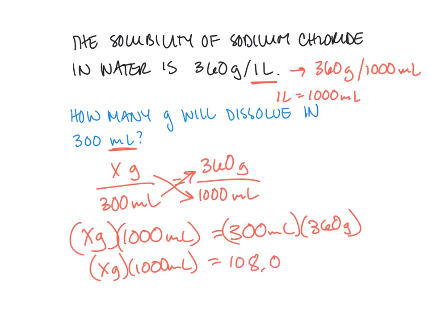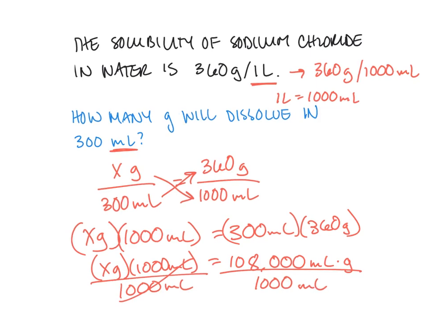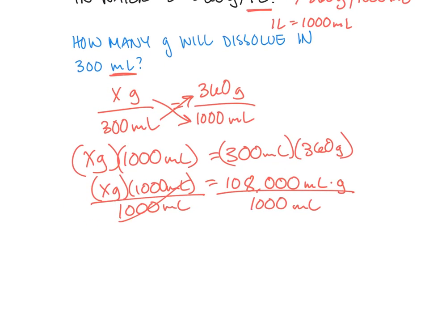And I get 108,000 milliliters times grams. So then I'm going to divide by 1,000 milliliters on both sides. And I need a little bit more space, so there we go. So 1, 2, 3. I get 108 grams that I can dissolve in 300 milliliters. So that's it. Pretty straightforward.